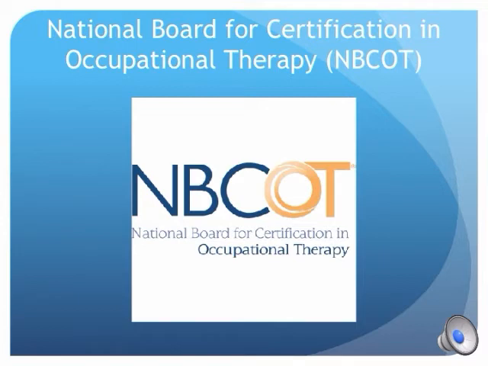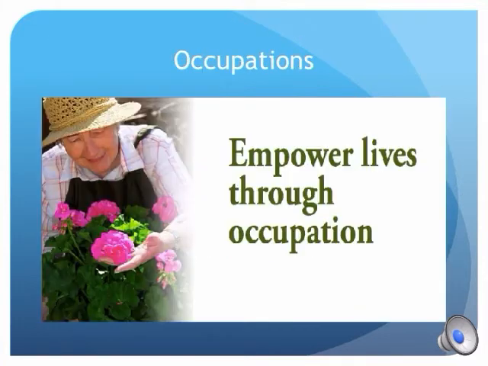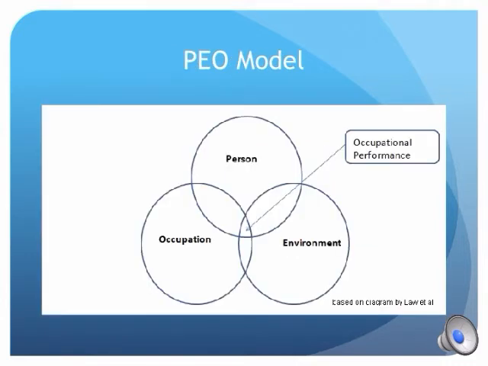N is NBCOT. This is the national certification for all OTs. An occupational therapist must pass this exam in order to receive certification. O is occupations. Occupations are what draw the focus of OT. Occupations are the everyday events in which you participate. They can be ADLs, IADLs, education, work, play, leisure, and social participation. These are the essential areas in which OTs provide treatment.